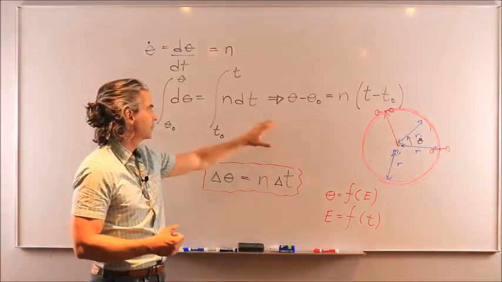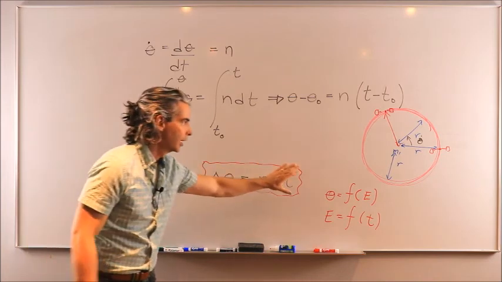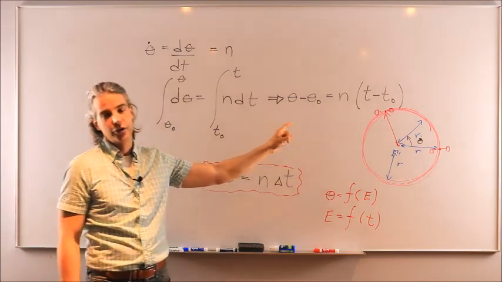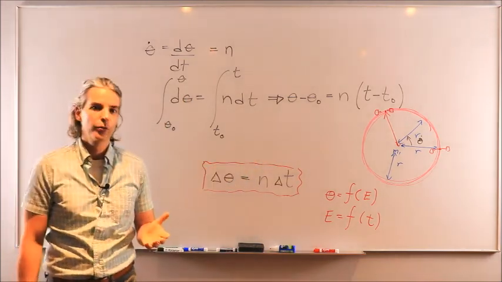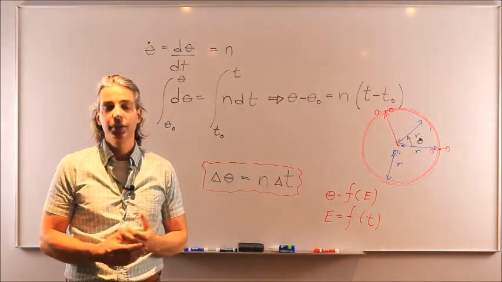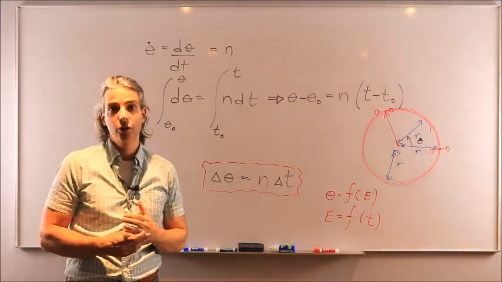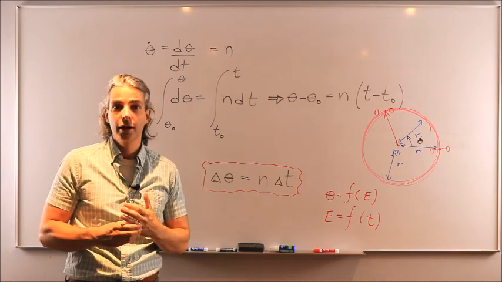And finally, how can we relate true anomaly to time for the circular orbit? That was kind of a straightforward process, but you'll see next time that for the elliptical orbit, it is not as straightforward, or in other words, it is a lot more interesting.